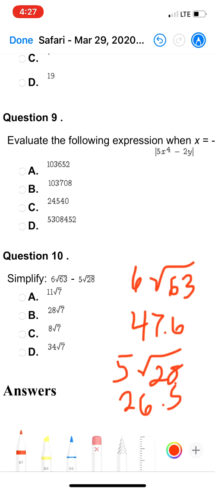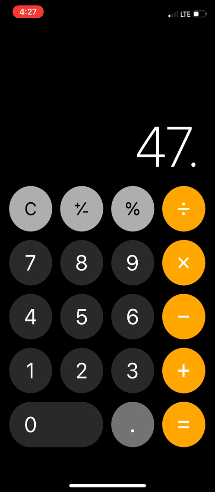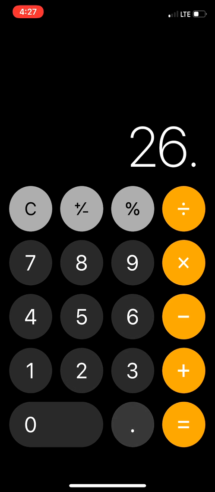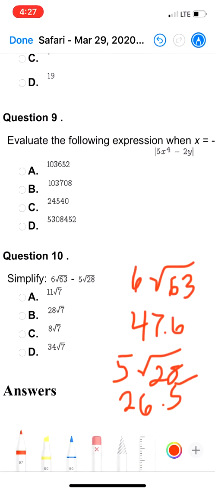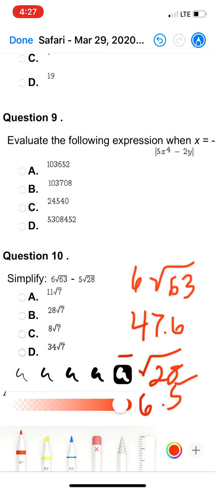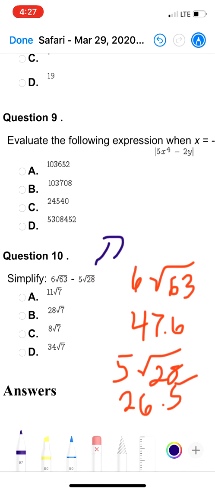26.5. Okay, and I'm going to subtract them. So 47.6 minus 26.5. So about 21.1 now. We're really estimating with these here. Let me change my color. So that's 21.1. I'm going to cross off 28 because remember from the square root lesson, it's only going to be as big as 21. And I'm also going to cross off 34 because 34 is bigger than 21 too.